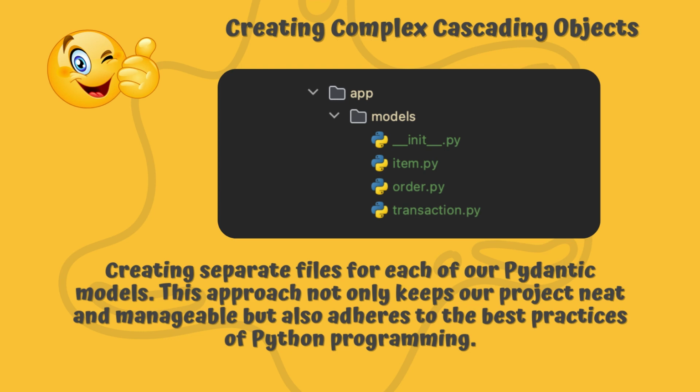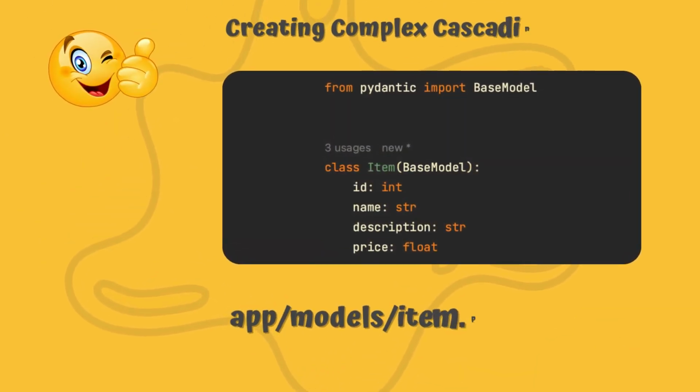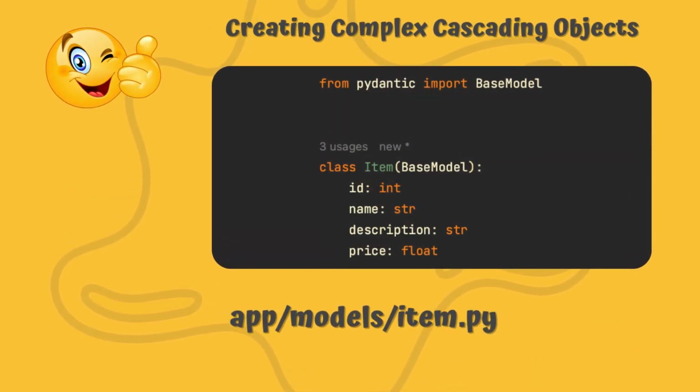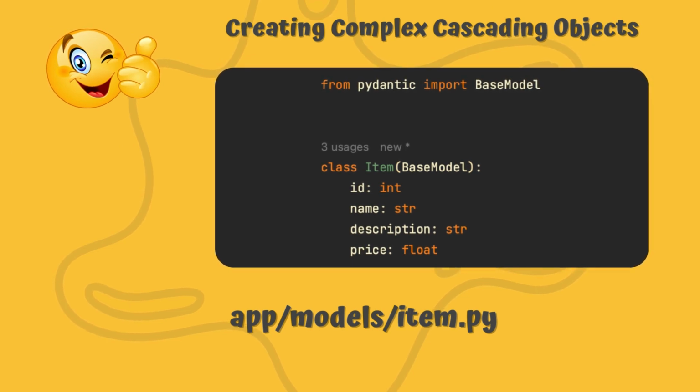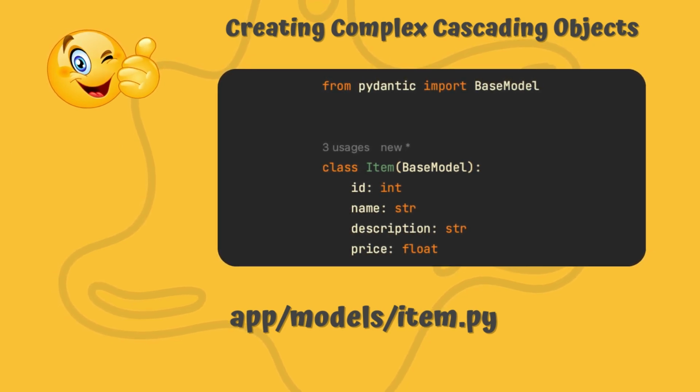We are taking our organization to the next level by creating separate files for each of our Pydantic models. This approach not only keeps our project neat and manageable, but also adheres to the best practices of Python programming. Create a models directory where we will house individual files for each model: item, order, and transaction. Each of these files will contain a Pydantic model representing different entities in our application, forming a hierarchical relationship where a transaction contains an order and an order contains a list of items.